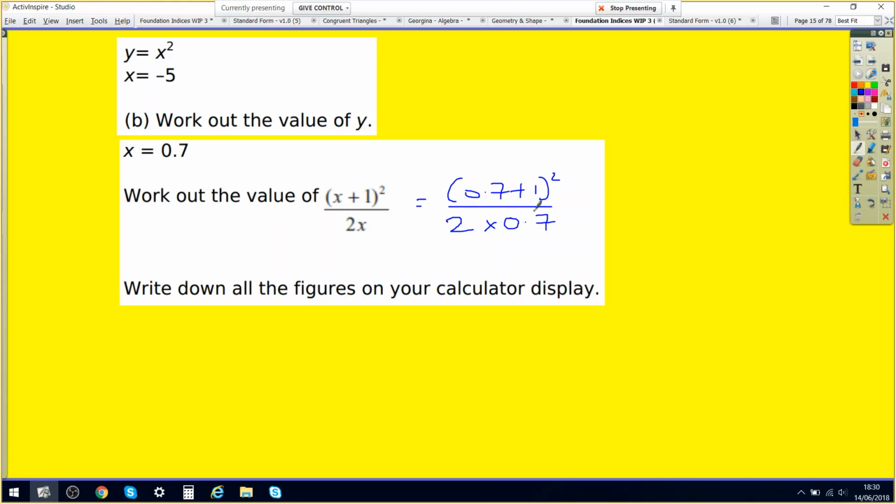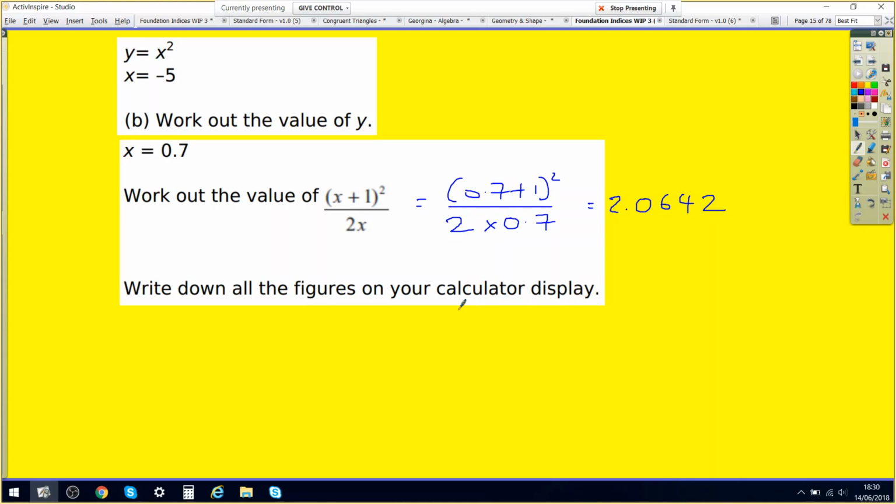Okay. 0.7 plus 1 squared over 2 times 0.7. 289 over 140. And as a decimal? Let's do 2.0642. Okay. How about the one above it?